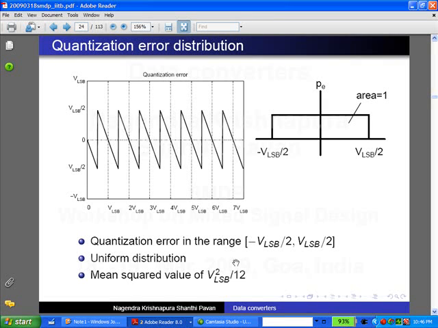The distribution of the error, because this is a statistical quantity, there are different things. There is the distribution which says how it is distributed over the range of possible values, minus VLSB by 2 to plus VLSB by 2. Then we will also be talking about spectral density, which says how it is distributed over frequency. That is a completely different thing from this. We will look at that also.